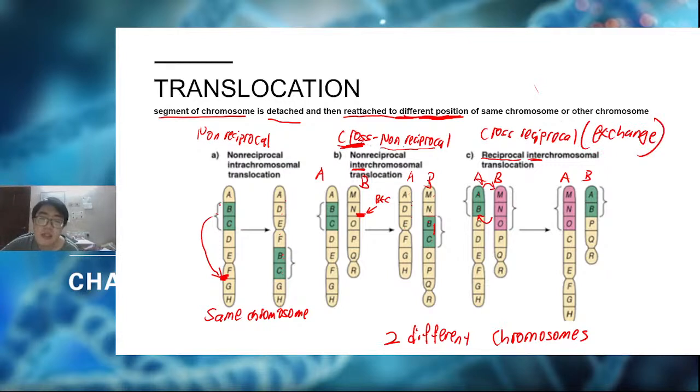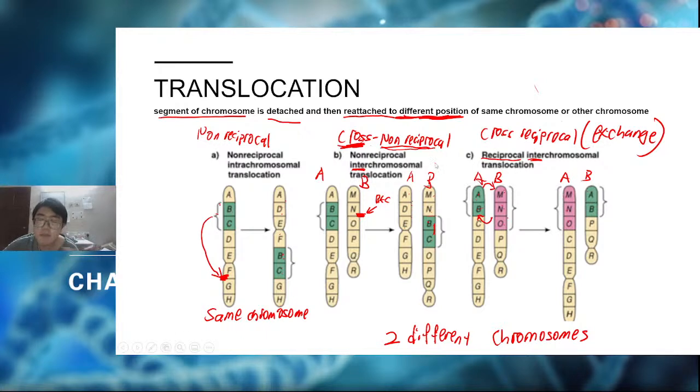This one is cross non-reciprocal. Non-reciprocal means no exchange occurs. This one has exchange. So both chromosomes will be detached and then insert into the opposite chromosome. The A and B from chromosome A will insert into B. The MNO from B will insert into A. So you will get this result. MNO should belong to B, but now it has become A's. The A, B should belong to chromosome A, now it has become B's chromosome.